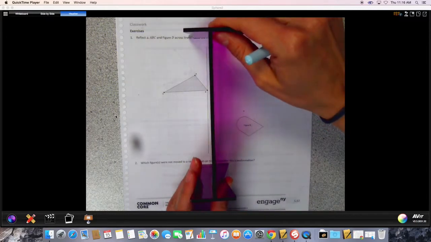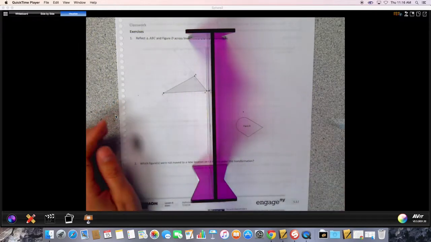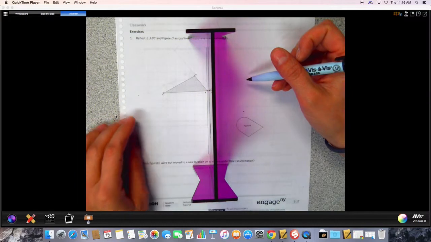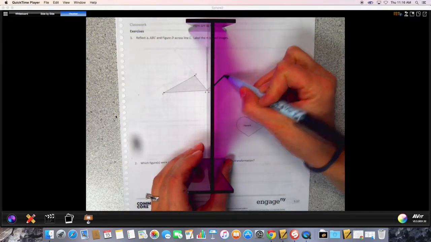So, the first thing we're going to do is it says to reflect our triangle ABC and figure D across line L. So, I'm going to use my mirror to do that. If you don't have a mirror, then you'll have to do the best you can. So, a mirror, what that does is it shows me the image on the other side so that I can make a reflection so that if I were to fold on this line L here, it would make the same image. Okay, so I'm going to make that mirror here.